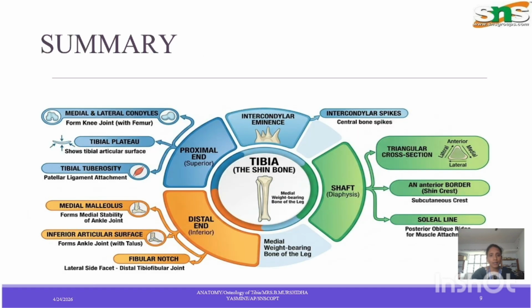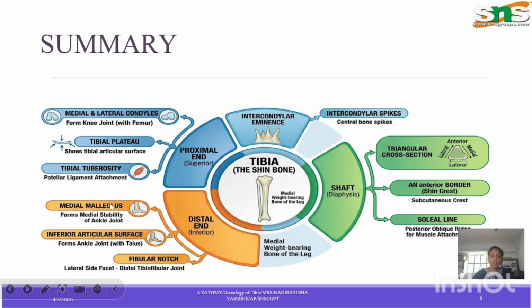To summarize what I have discussed about the tibia in this video, we'll start from here. The tibia is the shin bone, the medial, weight-bearing bone of the leg. So the tibia has a proximal end, superior; a distal end, inferior; the shaft, which is the diaphysis; and the intercondylar eminence, the eminence present between the two condyles. So let's see, the proximal end has the medial and lateral condyle, the tibial plateau, and the tibial tuberosity, which gives attachment for the patellar ligament, otherwise called the quadriceps ligament also.